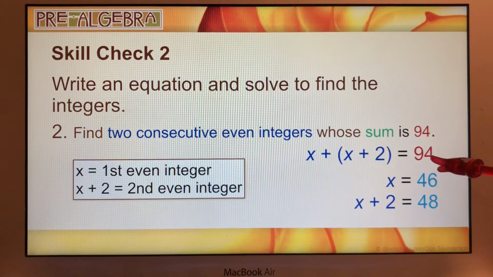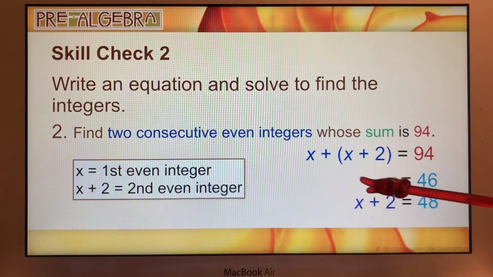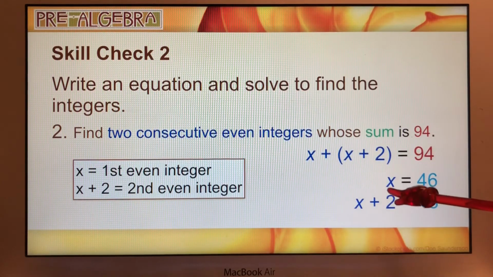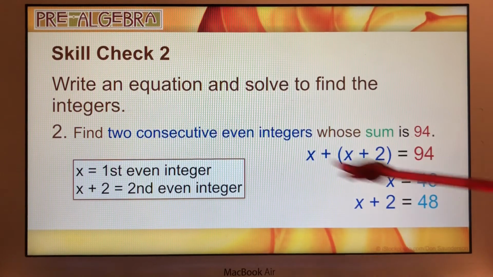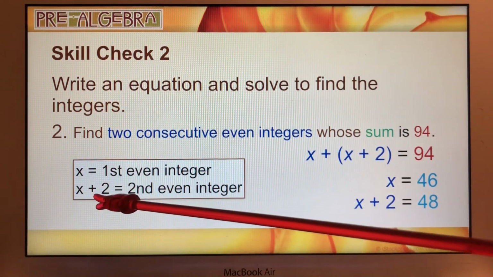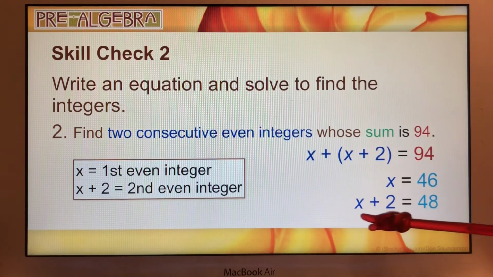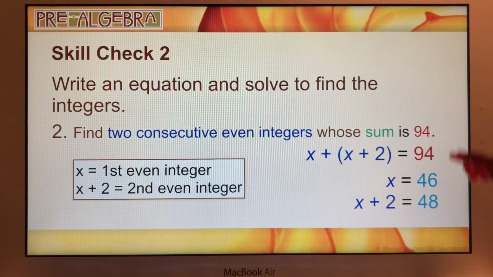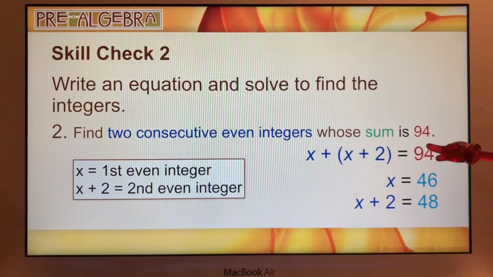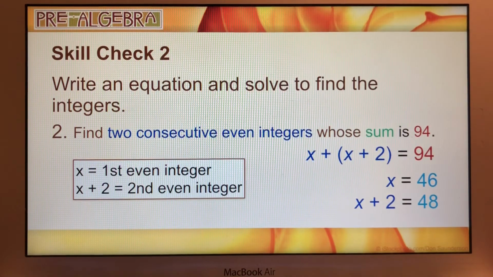If I subtract the 2, I get 92. So 2x equals 92. And then divide by 2, my x is 46. That's the first integer. The second integer, I add 2 to that, so 46 plus 2, and then I get 48. So my two numbers are 46 and 48, and when you add those two together, they are equal to 94. 46 plus 48 equals 94.